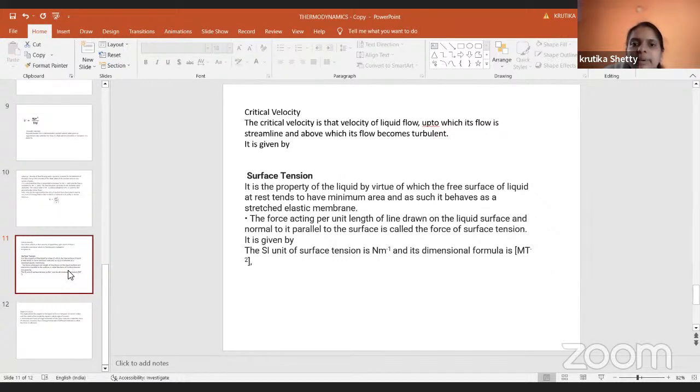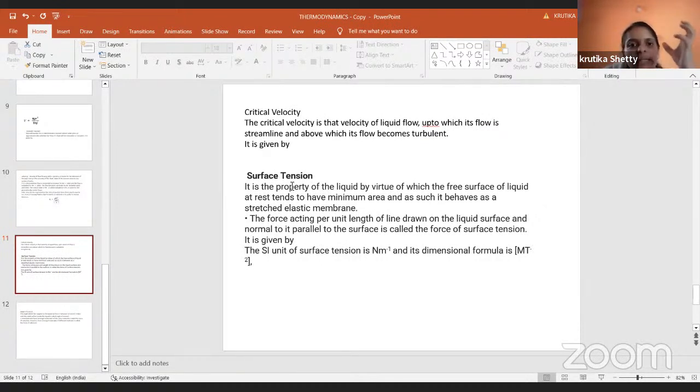Then we have surface tension here. What do you mean by surface tension? This is the property of the liquid by virtue of which the free surface of a liquid at rest tends to minimize its area. Suppose you drop a water drop on a surface from a certain height, then that water will try to acquire the minimum area.